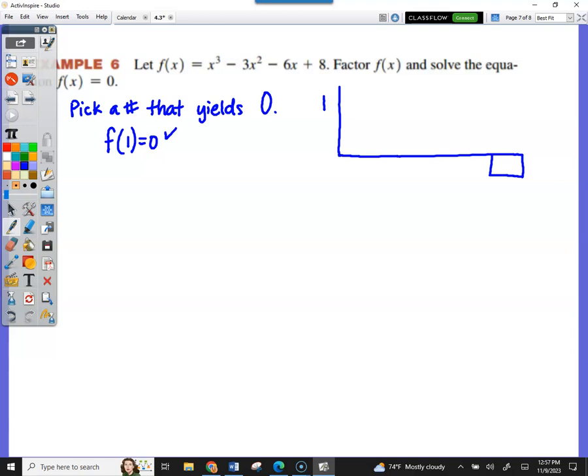No, because this says to actually factor it and solve. That is just one solution. We have to find all of them.